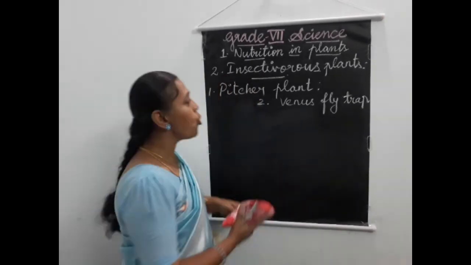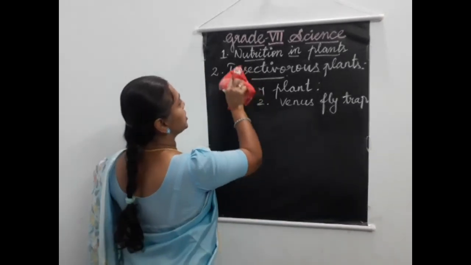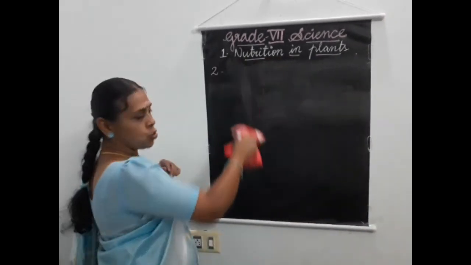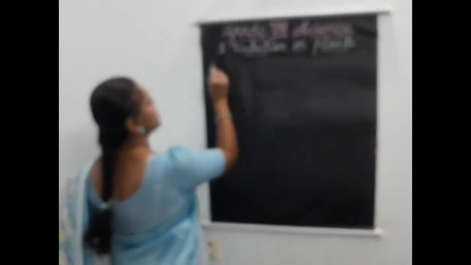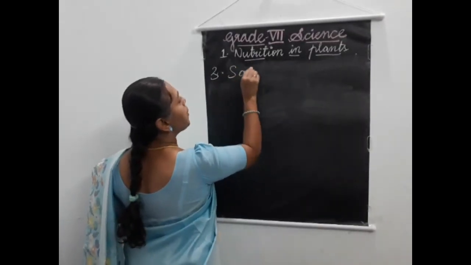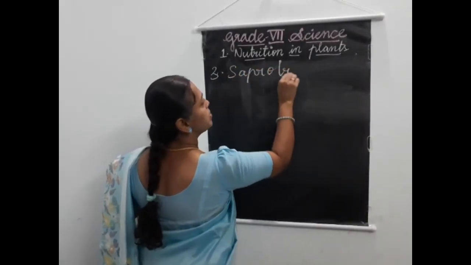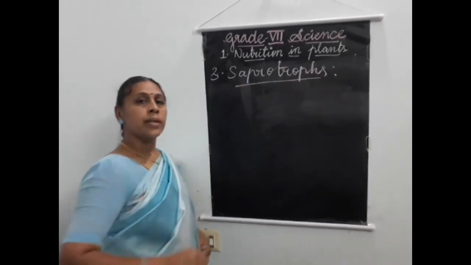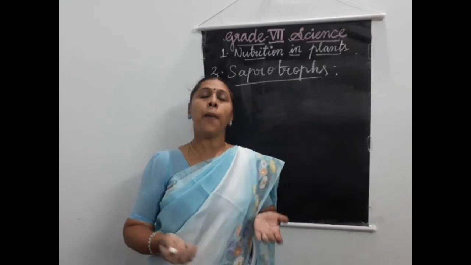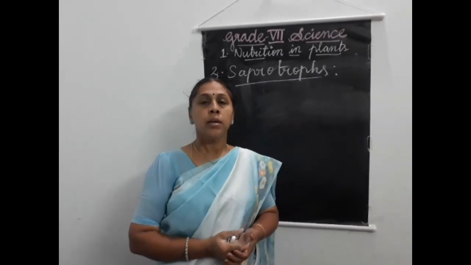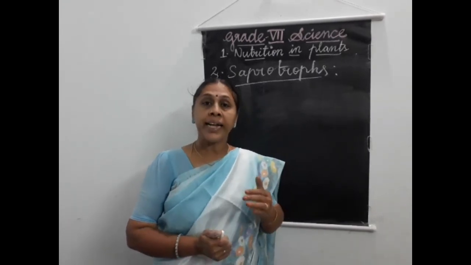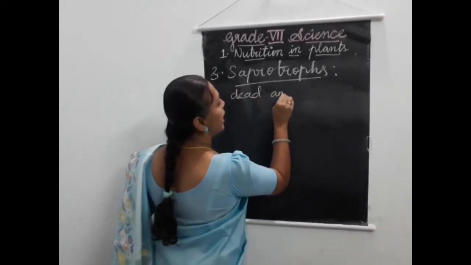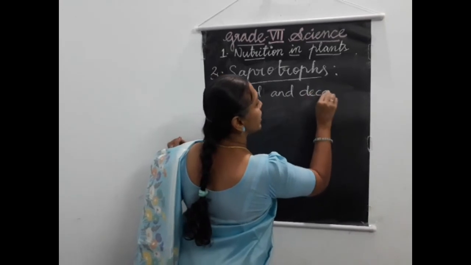Next, the other mode of nutrition, that is saprotrophs. The third one, saprotrophs. And these saprotrophs obtain their nutrition from the dead and decaying matter.